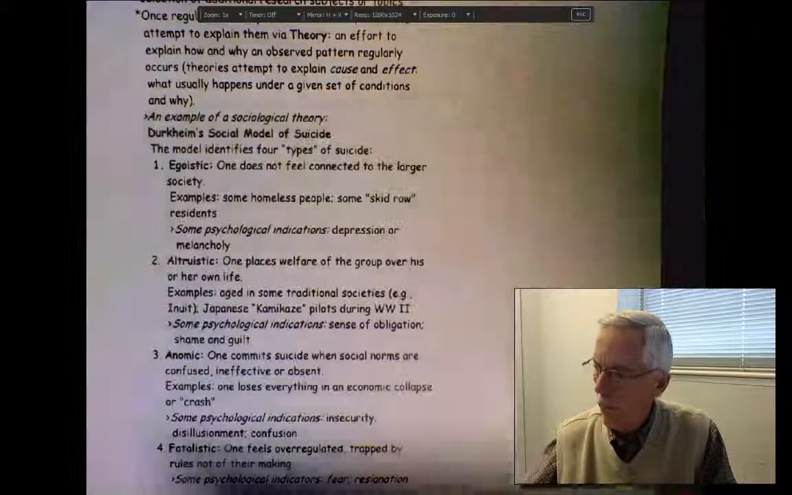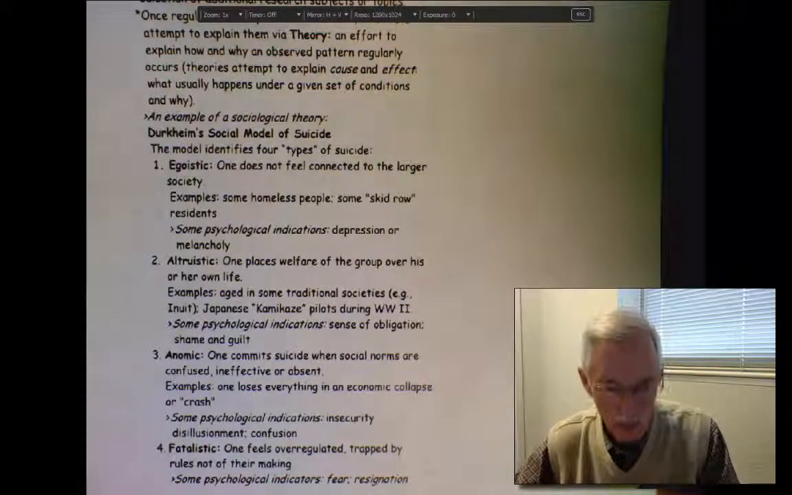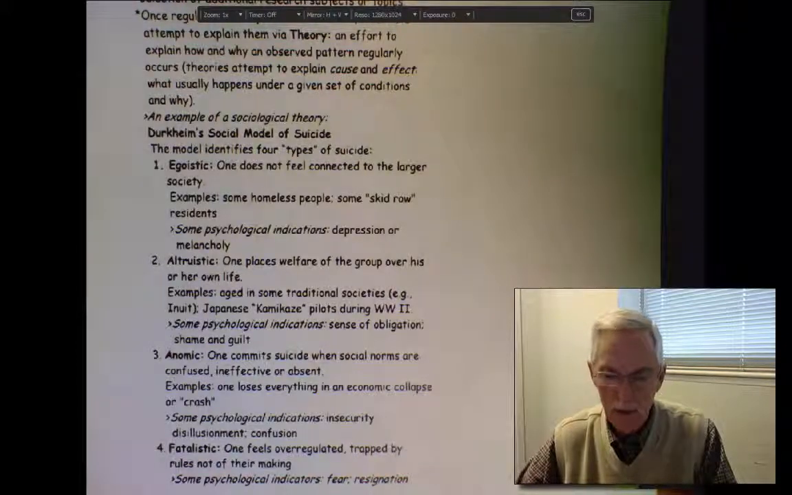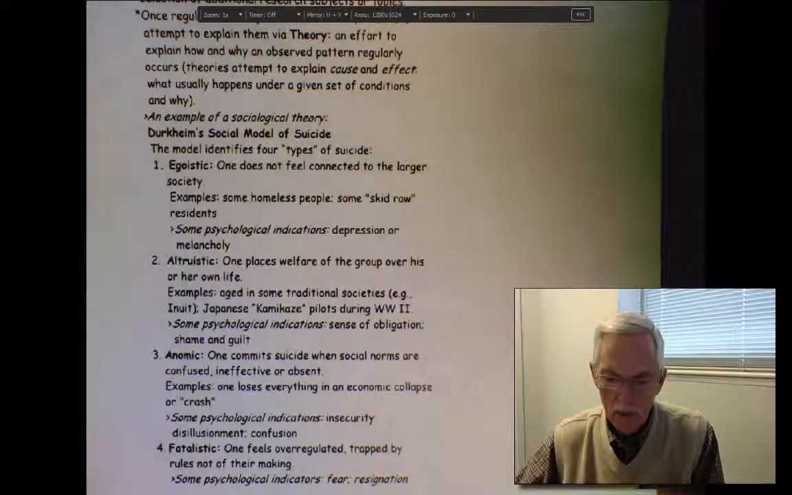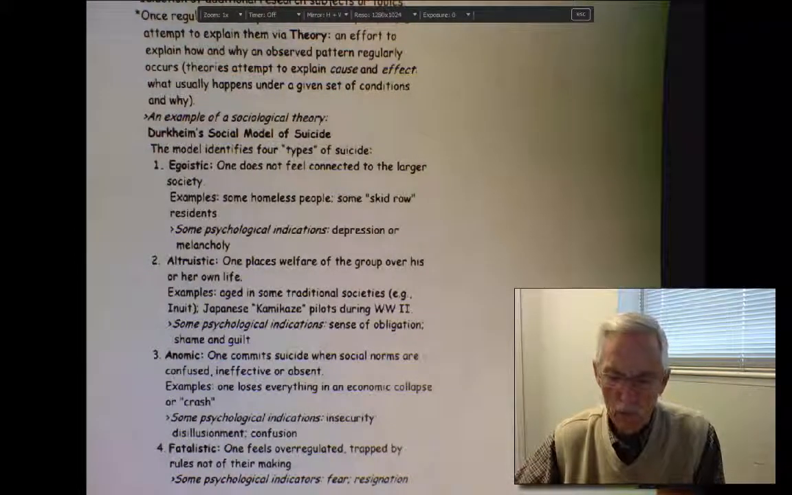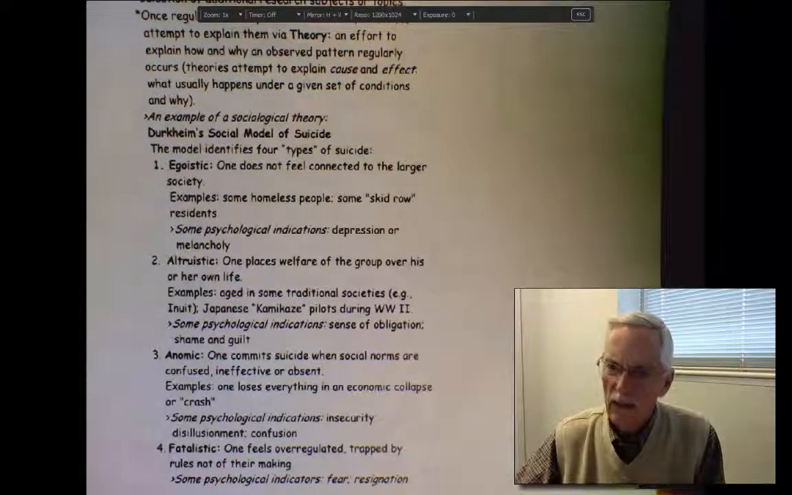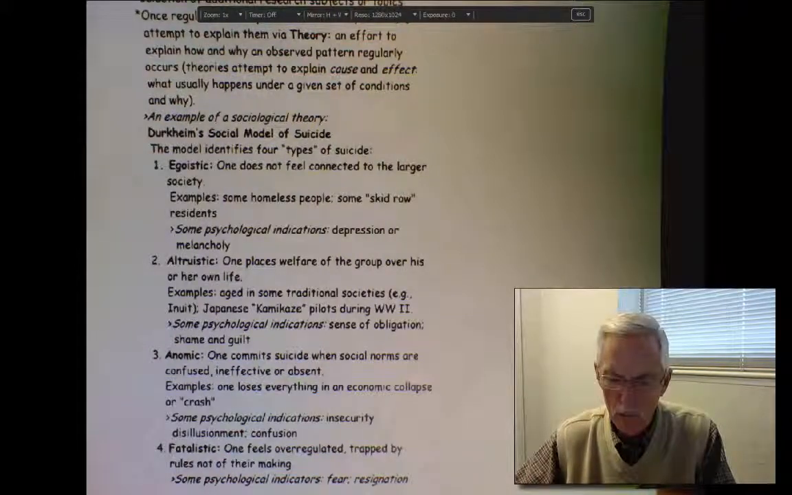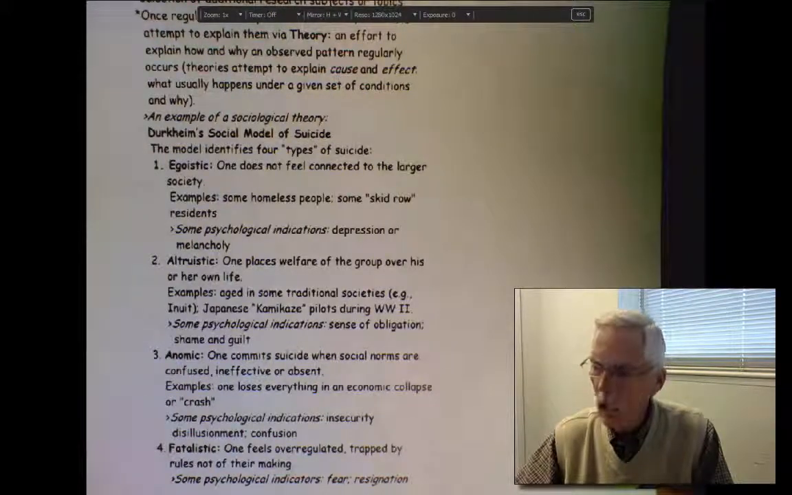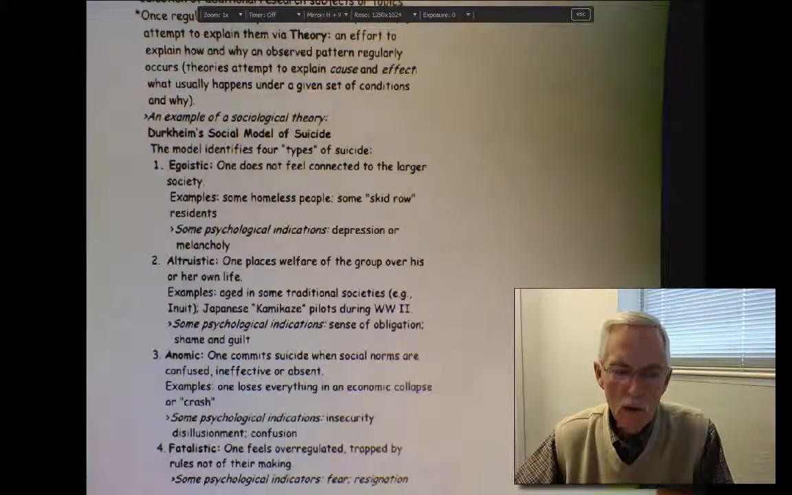A fourth category, identified by Durkheim, he entitled fatalistic. This results from too much regulation. The result is a loss of freedom and the absence of any sense of choice. As he points out, a person literally loses the capacity to dream. The result is the person feels lost. There's nowhere to turn. There's no hope. They're just trapped. Some psychological indicators could include fear and resignation.